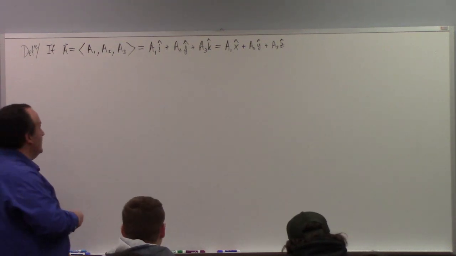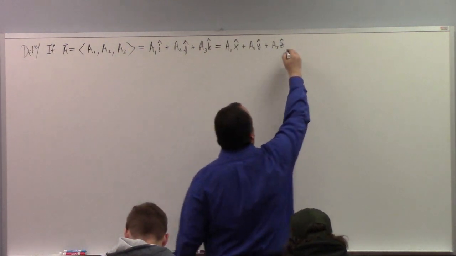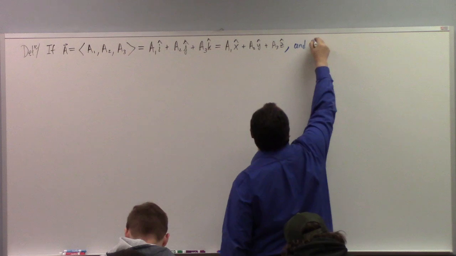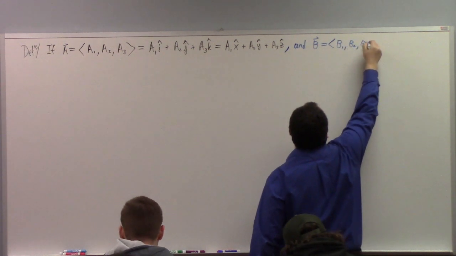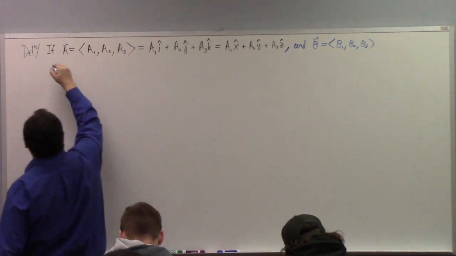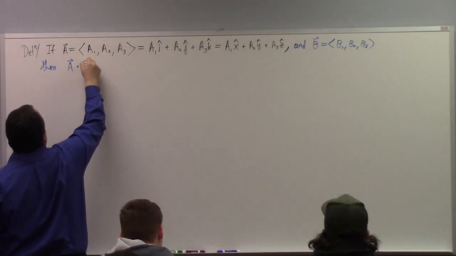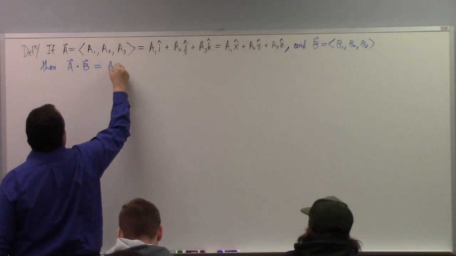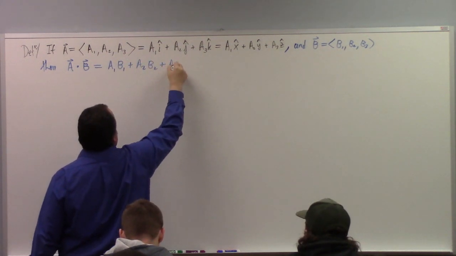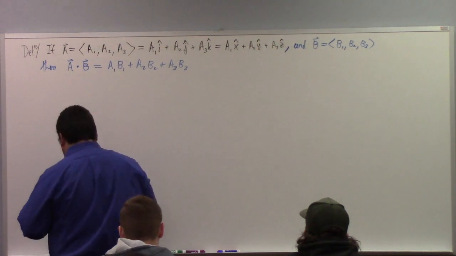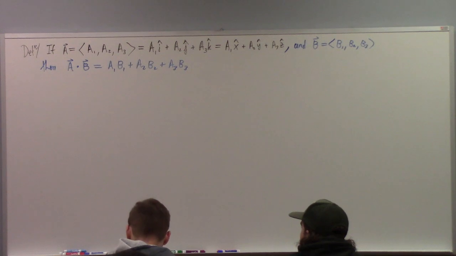So that's a vector, and if B is also a vector, B1, B2, B3, then A dot B is by definition A1 B1 plus A2 B2 plus A3 B3. This is the dot product of A and B, or you could also call it the scalar product of A and B.